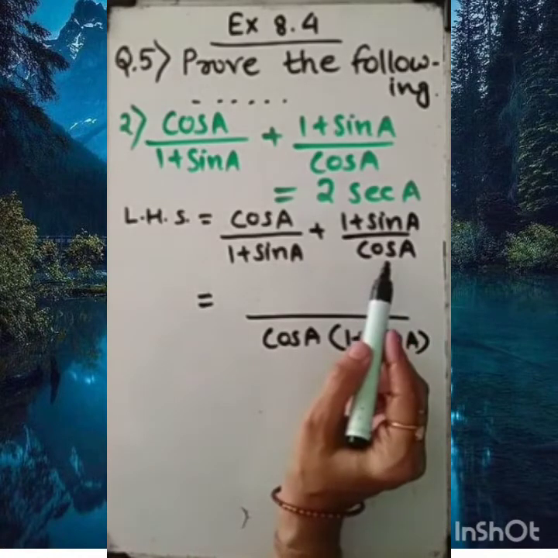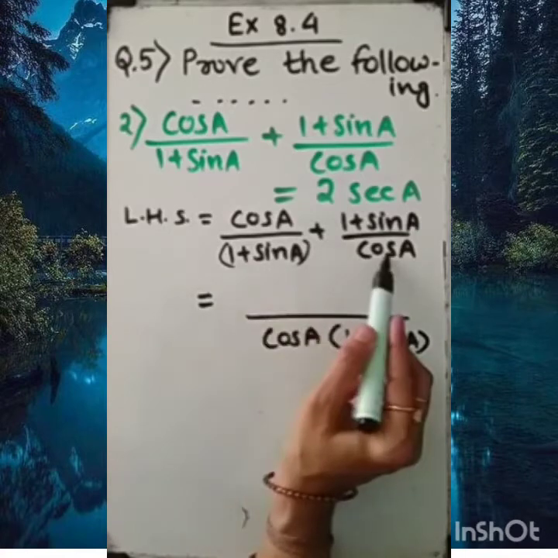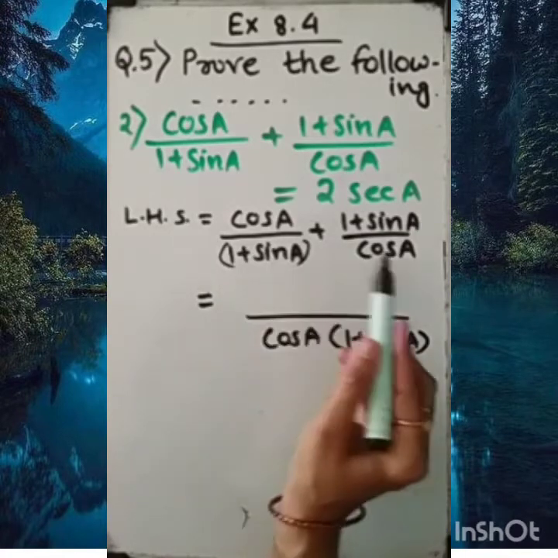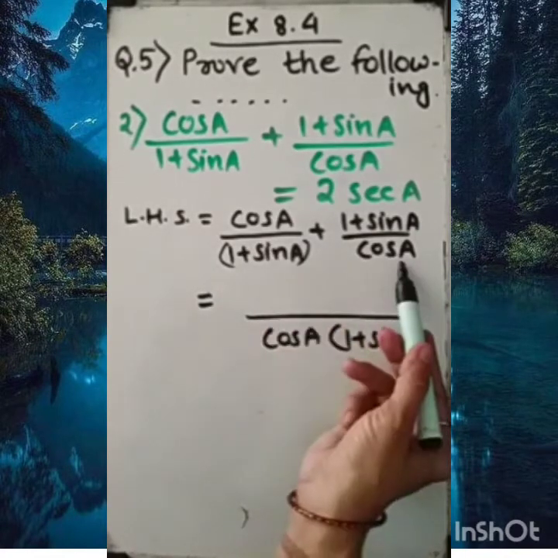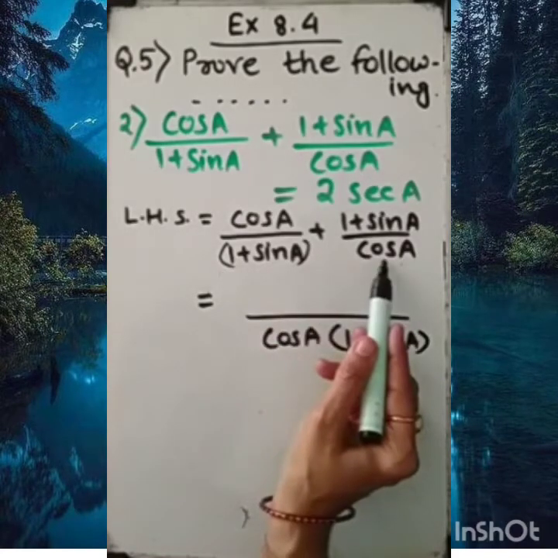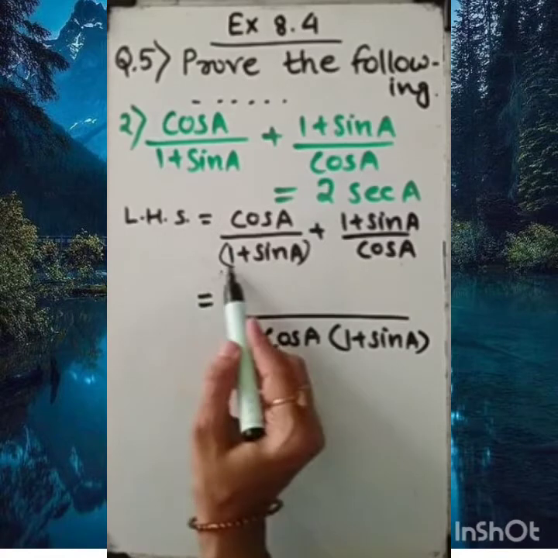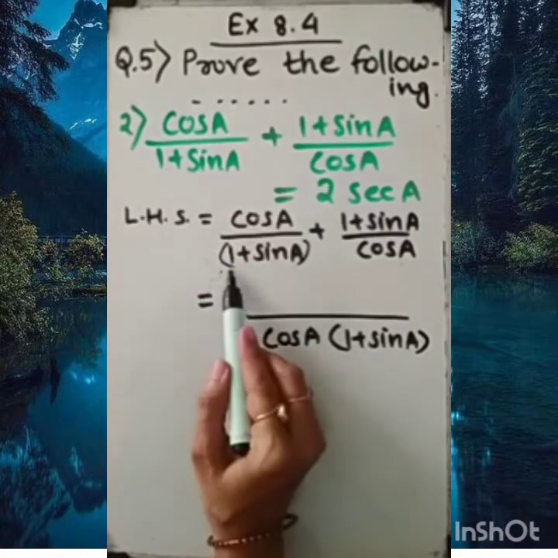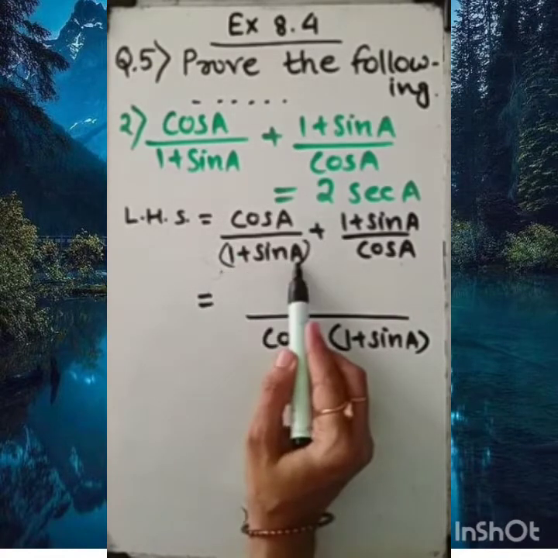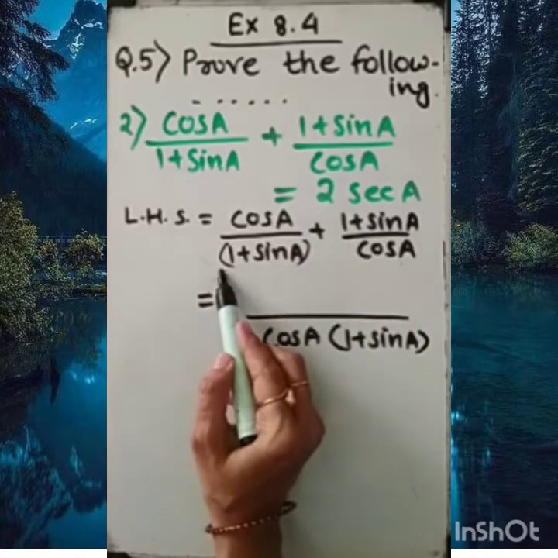The reason behind that: this bracket we need to multiply with this, and this denominator we need to multiply with this. But we know very well that whatever terms we are multiply with, it must be multiplied with the numerator itself. So here 1 plus sin A is already there, so we need to multiply this with cos A, just by following the LCM procedure.